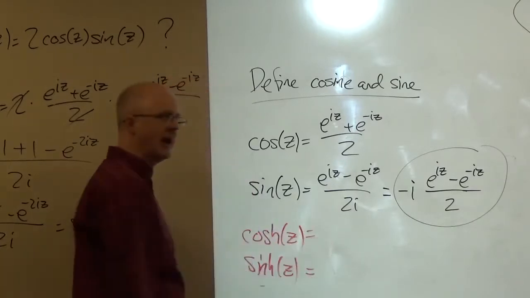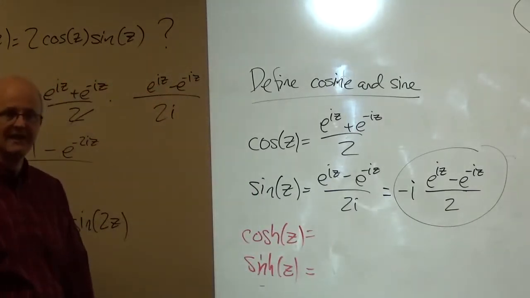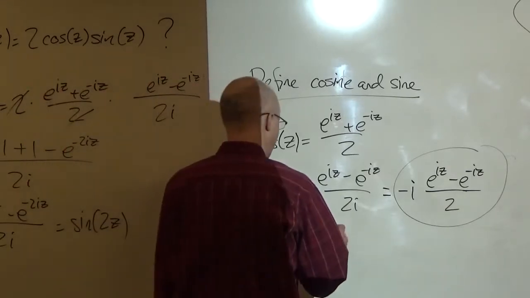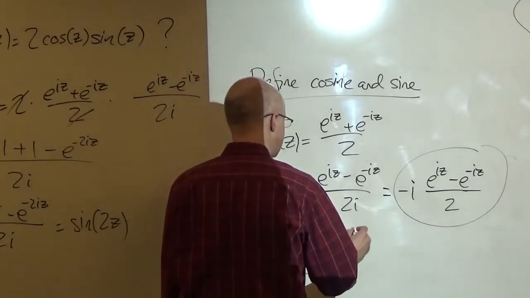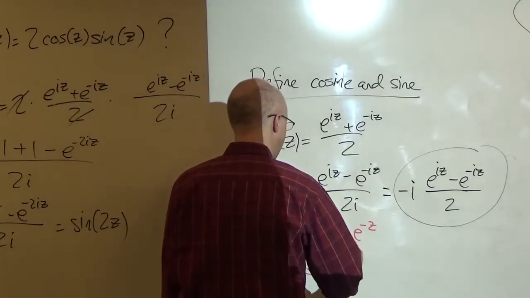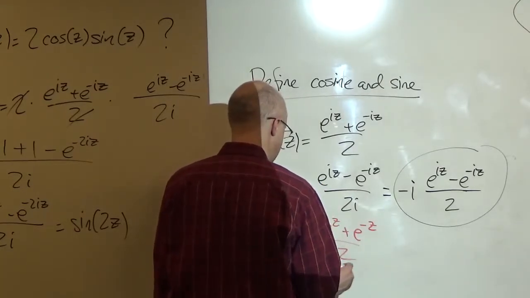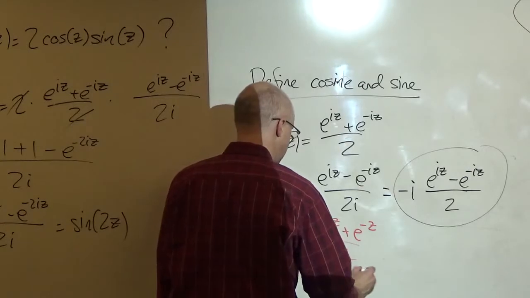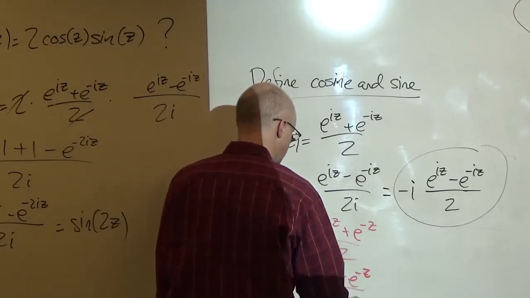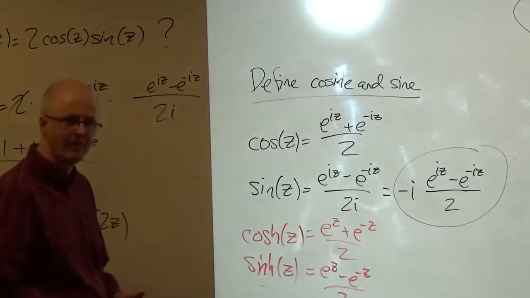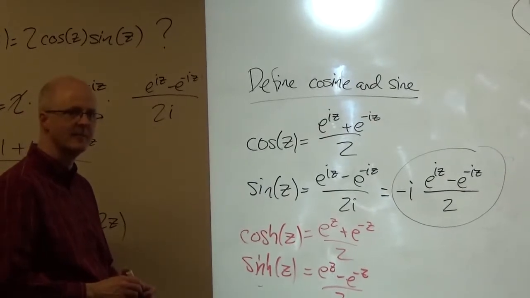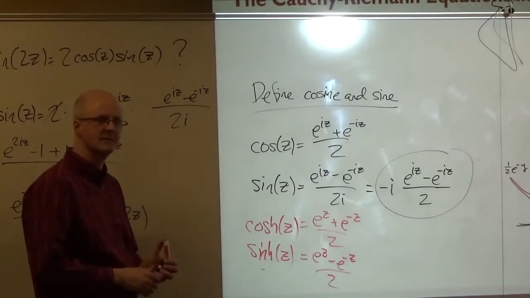Well, the answer is go ahead and give it a try and see if it seems like a good idea. And it is. Cosh z is e to the z plus e to the negative z over 2. Sinh z is e to the z minus e to the negative z over 2. There's no i's in there, where z is complex here.